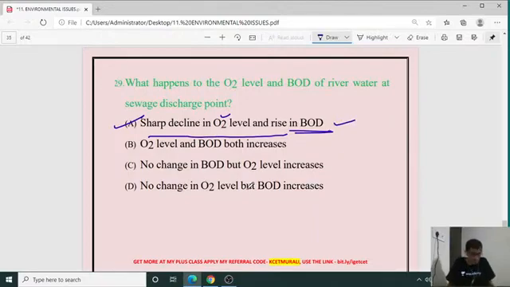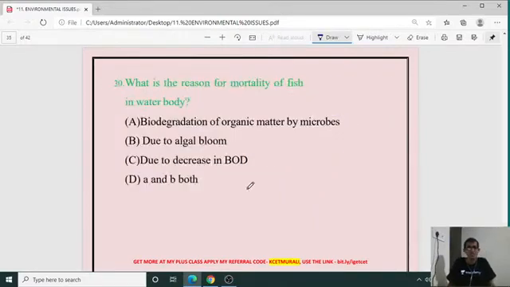Next, last question of today's class. What is the reason for mortality of fish in a water body? What is the major thing behind that? It is biodegradation of organic matter by microbes, due to algal bloom, due to decrease in BOD, both A and B. So the right answer is D, because what is the thing here?